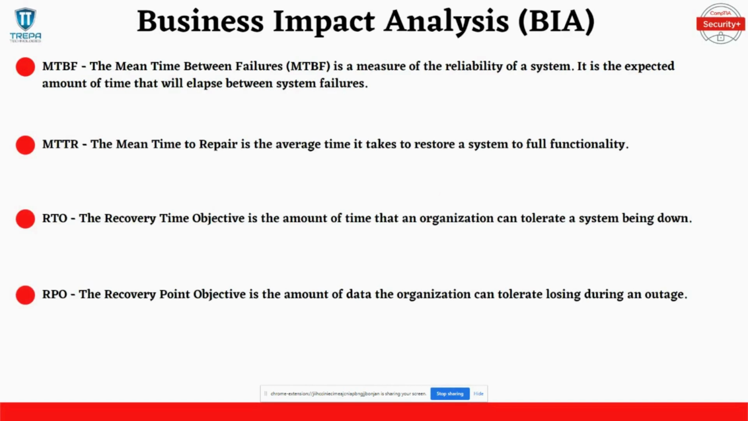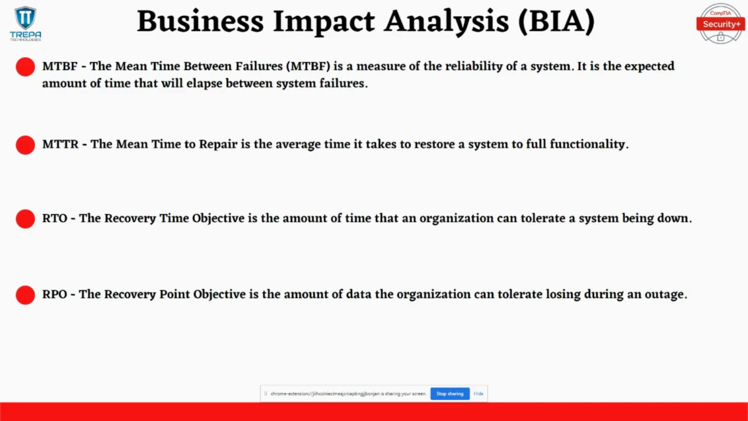Now let's go over the BIA, or the Business Impact Analysis. This is a document that will quantify the impact of failures or risks being exploited in the network. So the MTBF, the mean time between failures, is a measure of the reliability of a system and is the expected amount of time that elapses between failures. The MTBF should be a high number, typically spanning months or years. If you have a system with a low MTBF, it may be time to replace the system or figure out why the system fails so often. MTTR, or the mean time to repair, is the average time it takes to restore a system to full functionality. The MTTR should be a low number.